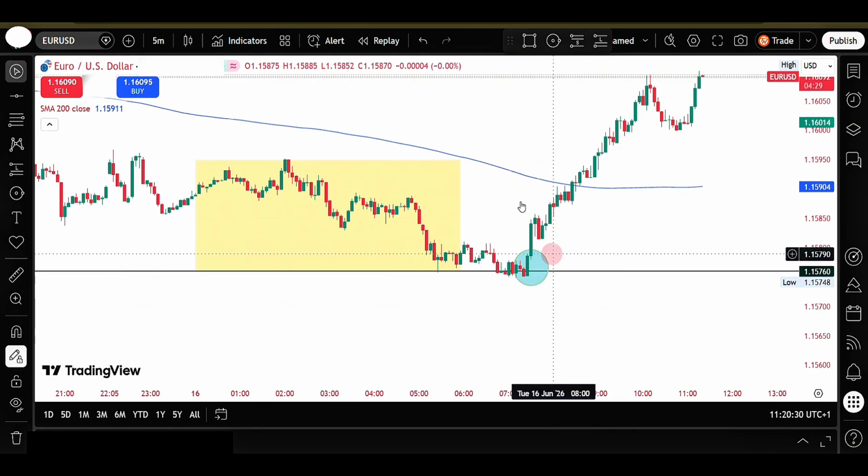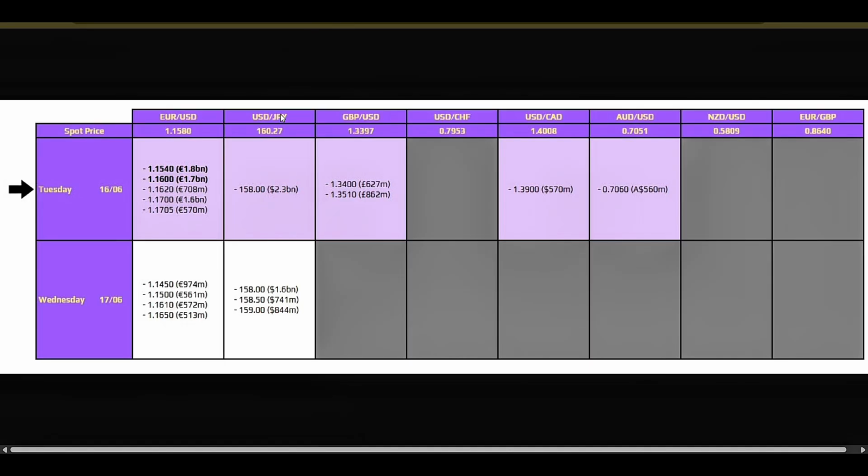There are two things I always do. I can look at the options data. There is an option expiry at 1.1600, worth 1.7 billion euros. Sometimes, and nothing works all the time, but most times you see that the price moves towards the option expiries. So the bigger the option expiry, the higher the chances that price will move towards it. For instance, if we had an option expiry of say 10 billion euros at 1.1600, 10 billion euros is a lot of money. There is a higher chance that price will move towards it.